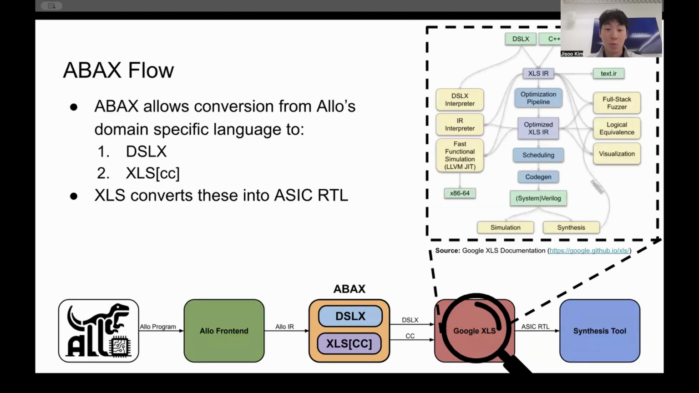ABAX introduces a new backend that converts Allo's domain-specific language into two XLS-imported frontends, DSLX and XLSCC. Here we show the flow of the Allo frontend outputting Allo intermediate representation, then this IR enters ABAX. Then ABAX can generate DSLX and XLSCC. Finally, Google XLS will take these two supported front ends and generate Verilog. This dual approach allowed us to explore different synthesis flows, ensuring Allo designs can be effectively compiled to ASIC RTL.